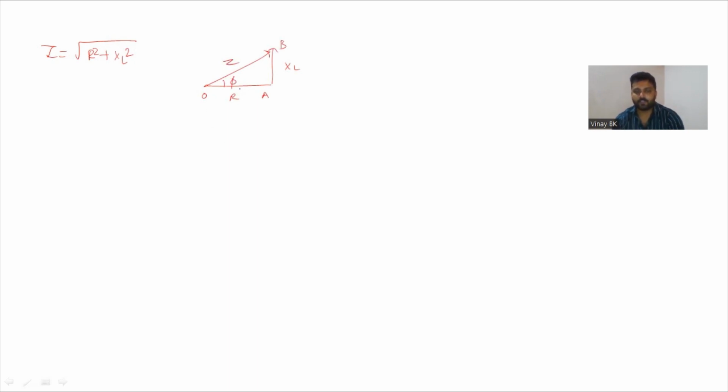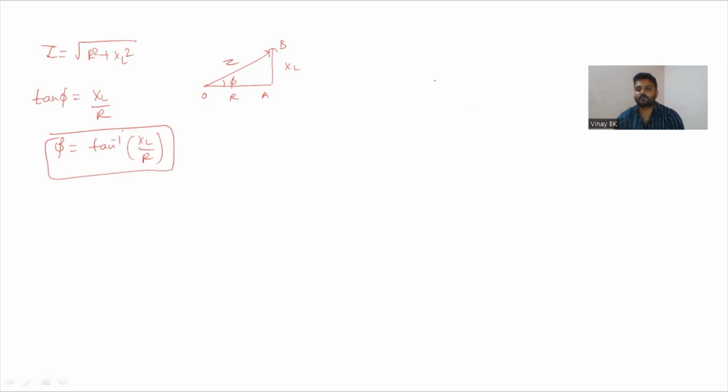Now if you want to get the phase angle phi, you have to define tan. You know that tan phi is given by the opposite side divided by the adjacent side, that is nothing but XL divided by R. So the phase difference phi, you can write as tan inverse of XL divided by R. That's it. This is the phase difference.